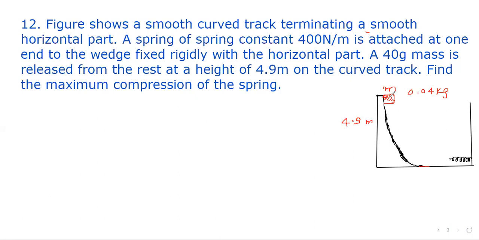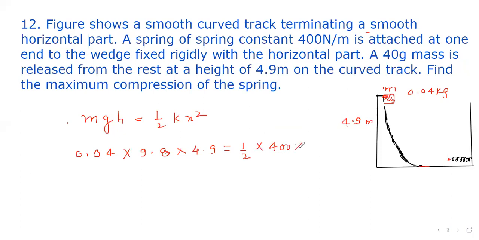So energy of this mass at this point must be equal to energy of spring. So it is a simple question. We can say mgh must be equal to half kx square. So we put the values. m is given 0.04. g we can take 9.8 or 10, into height. Height is given as 4.9, equal to 1 by 2 times spring constant, which is given as 400, into x square. This will become 200.